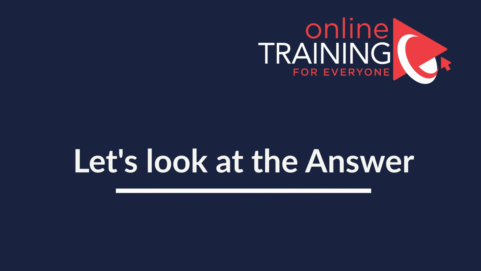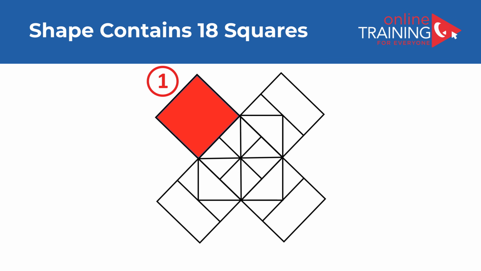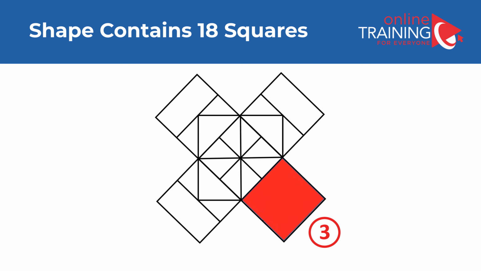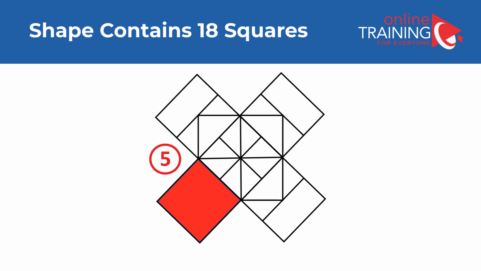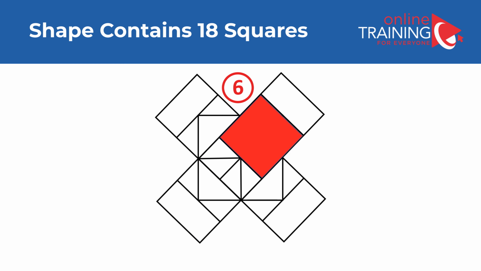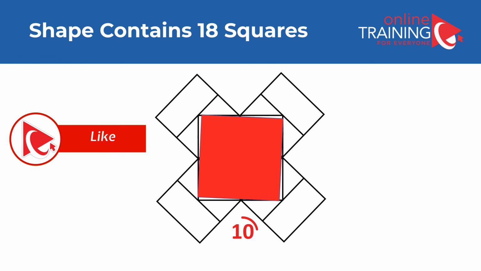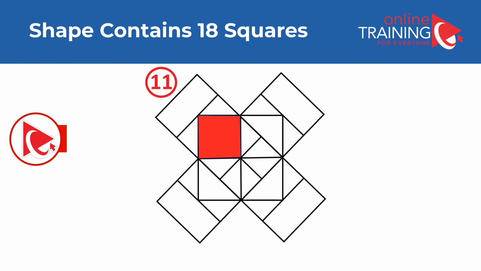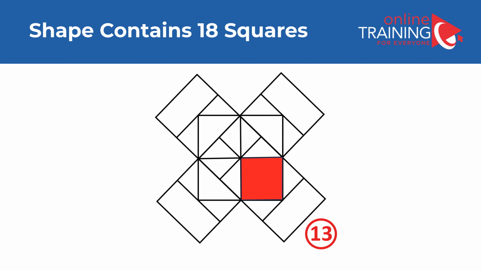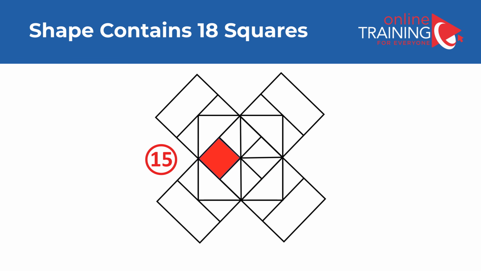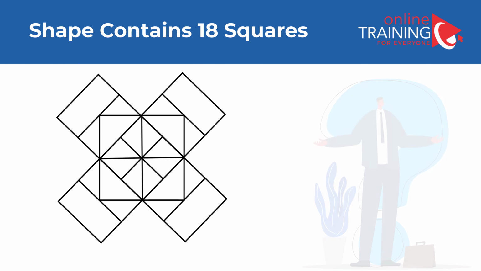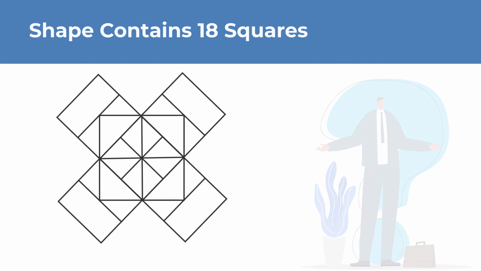Believe it or not, I counted 18 squares in this shape. Let me share them all to you. 1, 2, 3, 4, 5, 6, 7, 8, 9, 10, 11, 12, 13, 14, 15, 16, 17, and 18. I hope I found all of them. Do you see any additional ones? Please make sure to share them in comments.